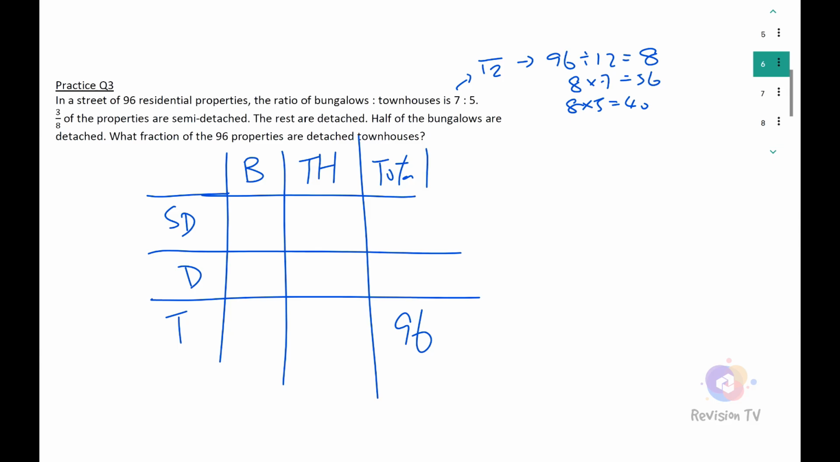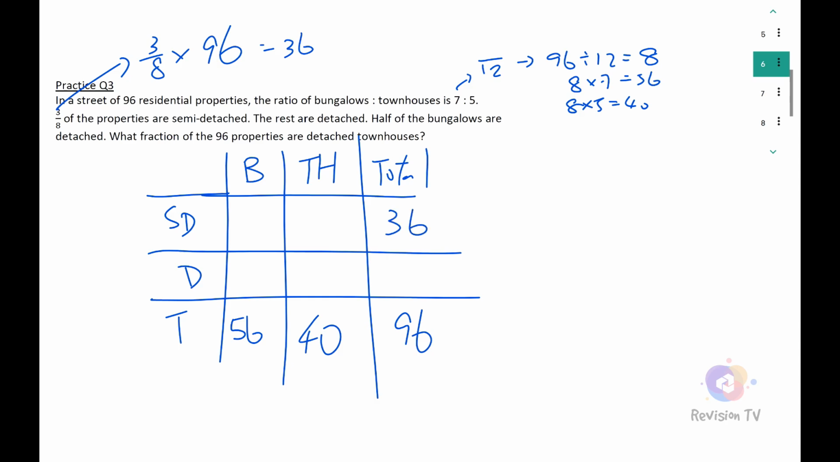So there are 56 bungalows, 40 townhouses. 3/8 of the properties are semi-detached. Now, what would you multiply 3/8 by? Of means times. Of what? Of the bungalows, of the townhouses, or of the total? It didn't say bungalows or townhouses, so you would assume it's the total, 96. So 3/8 times 96. 96 divided by 8 is 12. 12 times 3 is 36. So 36 are semi-detached.